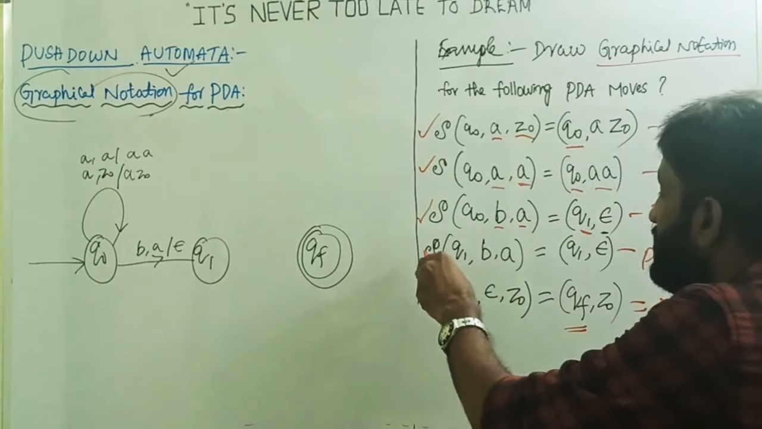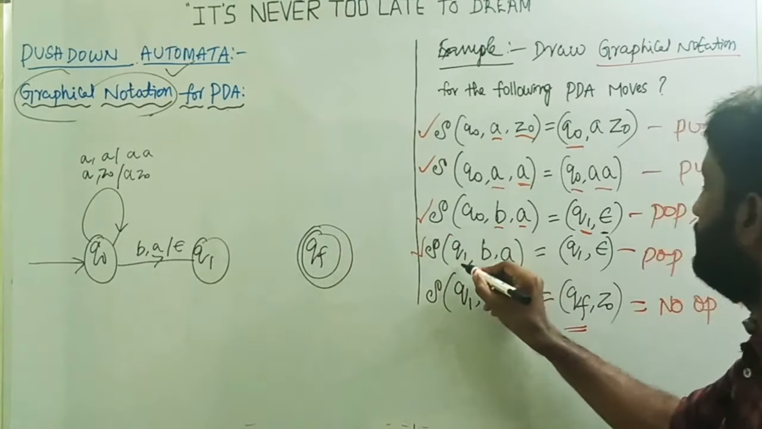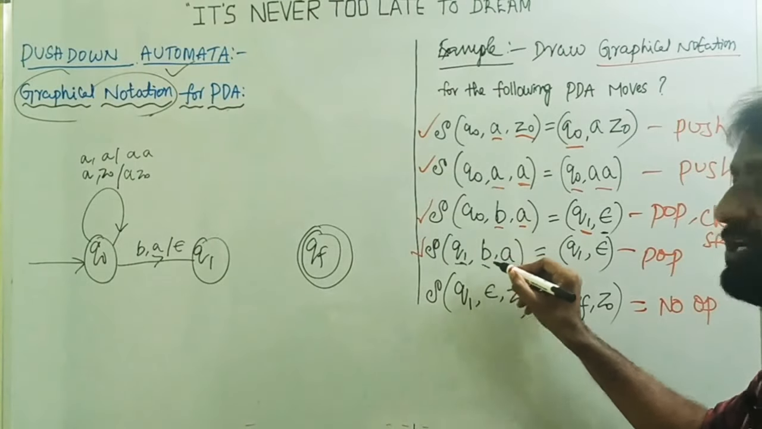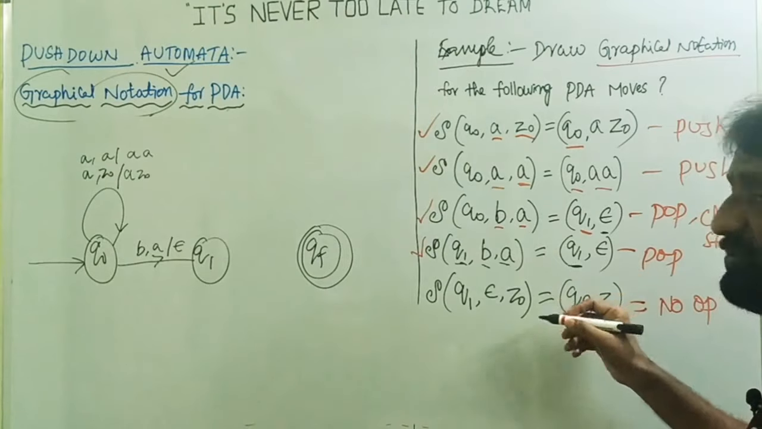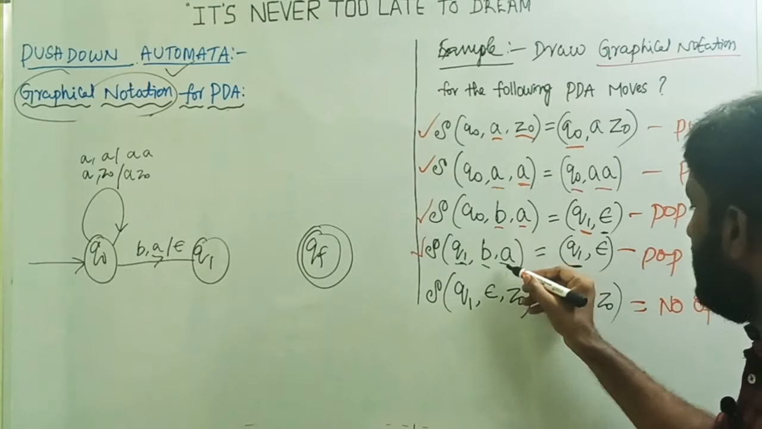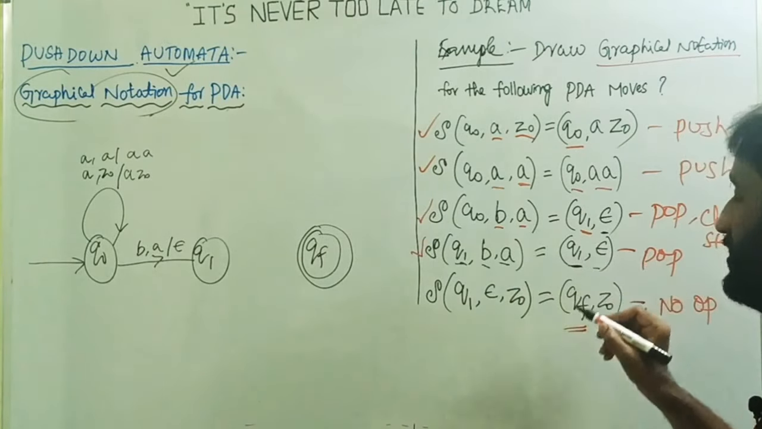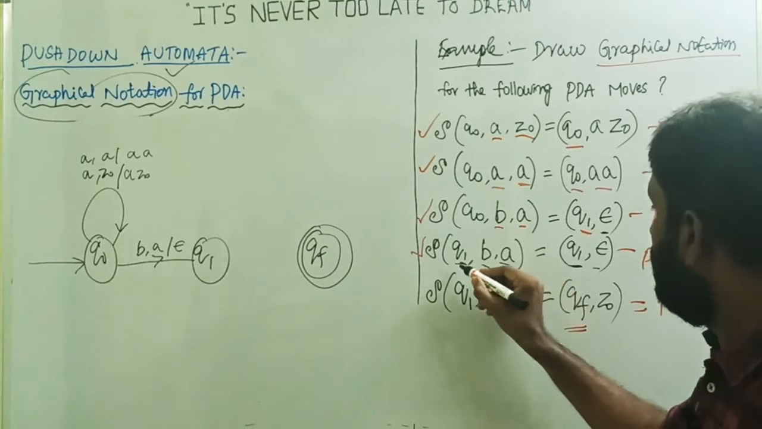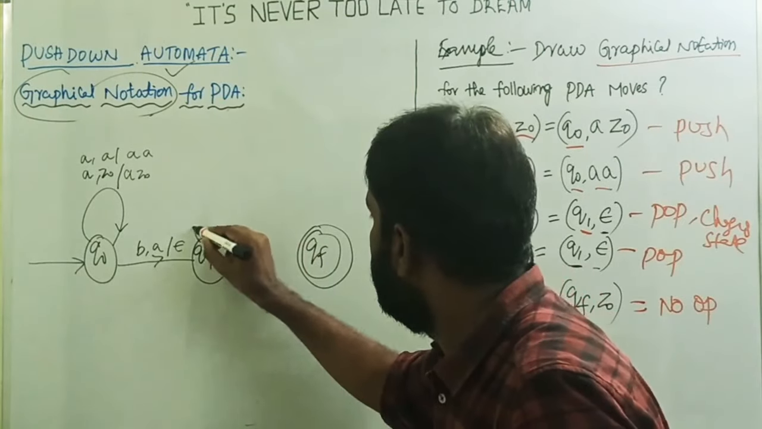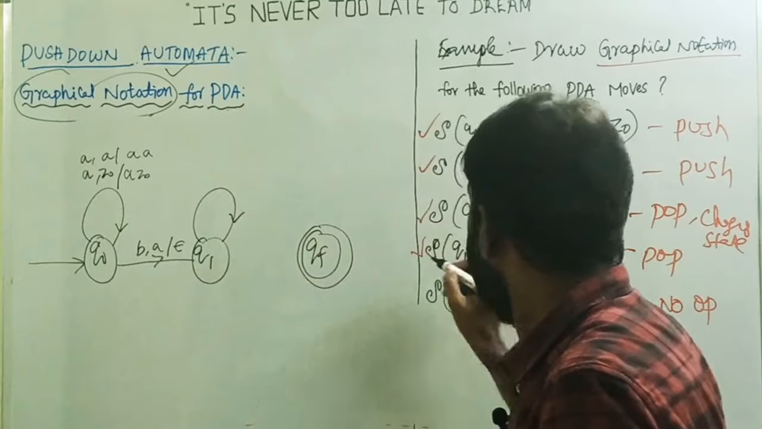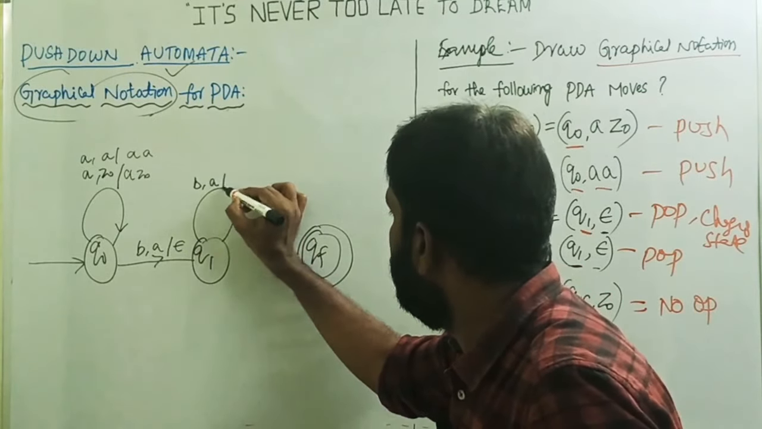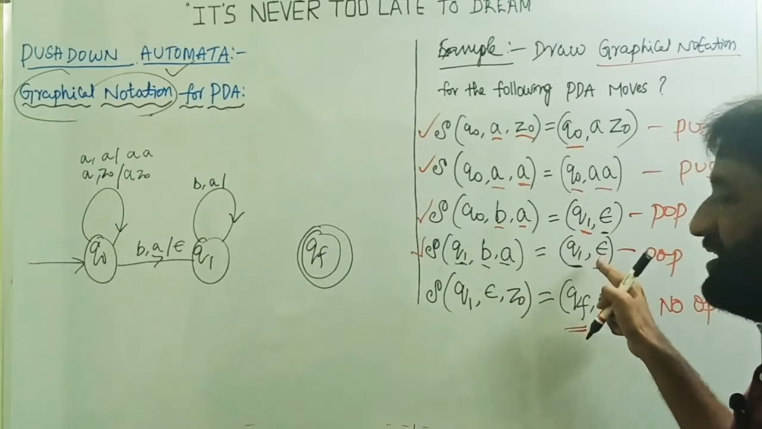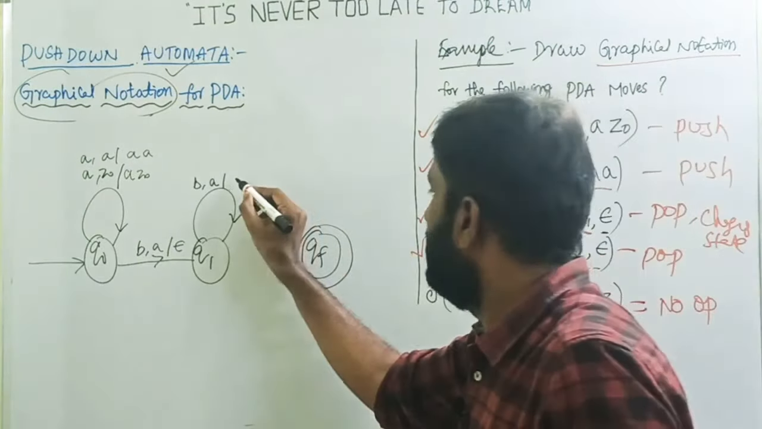Then take the next transition: Q1 with input symbol B, top of the stack is A, remains in the same state by removing an element from the stack. The element is A; removing A from the stack leaves epsilon. So how can we write it? Q1 to Q1, a self loop. Input symbol is B, top of the stack is A, removing the element from the stack, so it is epsilon.